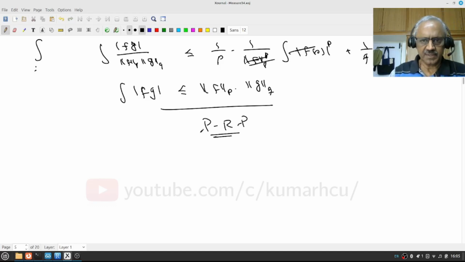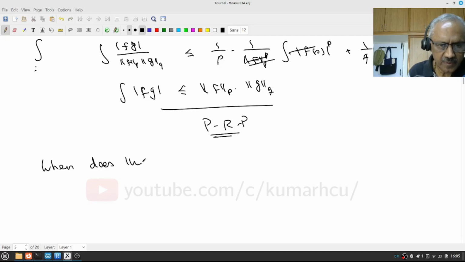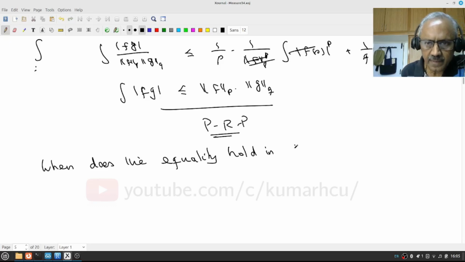I was not sure, so I just repeated the proof because I want you to discuss the equality case. When does the equality hold in Hölder's inequality?